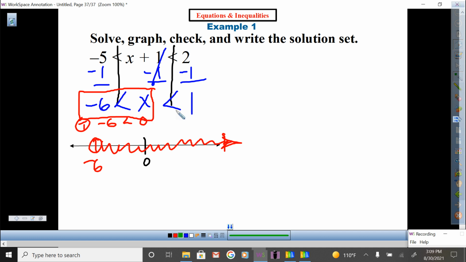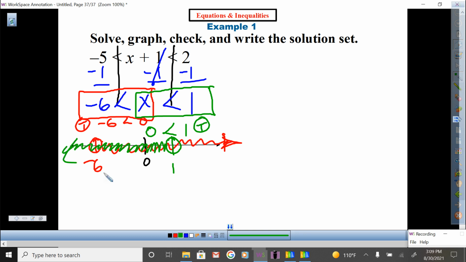I'm going to switch to green now, and I'm going to graph the second part of this compound. And we start at what? At 1. Here's 1. Does it have an equal sign? No, so that means it's an open point. And I'm going to test again with 0 to see if I shade towards 0. So substitute 0 for x. Is 0 less than 1? Yeah, that is true. That means I'm going to shade towards the 0 and beyond.